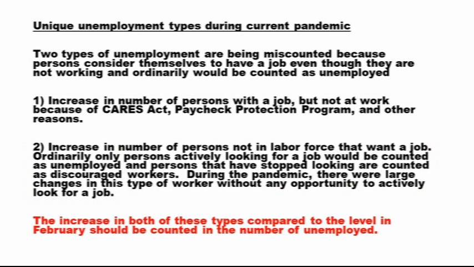The increase in both of these types compared to the level in February is what we should be interested in. There will be a natural number of people in each of these categories. We'll use February as the baseline to calculate what the ordinary number of people is, and the increase between February and August is the unusual increase because of the pandemic.